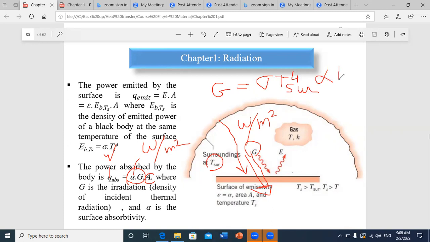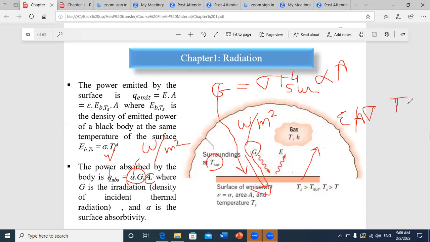When we multiply G by alpha A, we get Q absorbed. So G, which comes from the outer environment, is emitted by radiation, and we can compute it, considering, let's say, a large enclosure, as sigma times T surrounding to the power 4. While the radiation emitted by the surface will be equal to epsilon times A times sigma times T surface to the power 4.